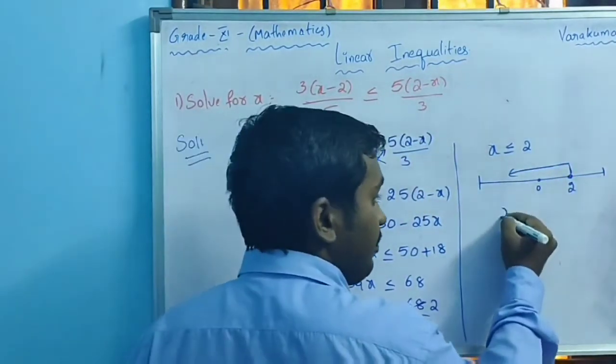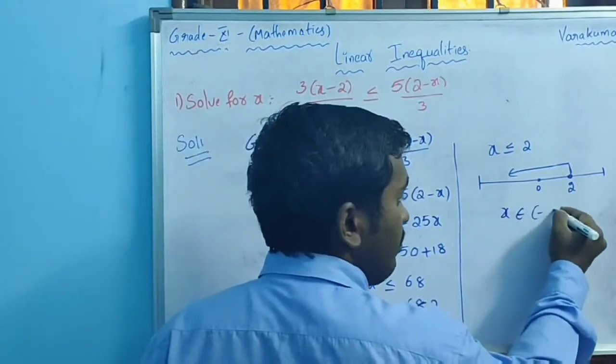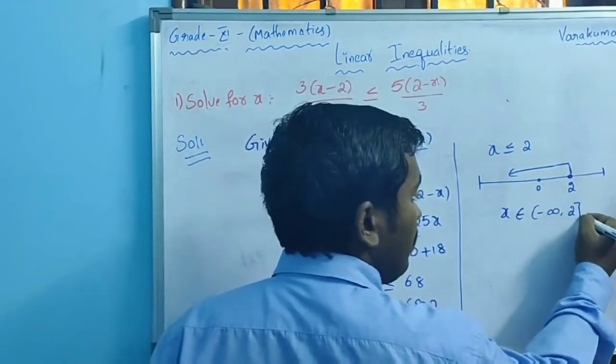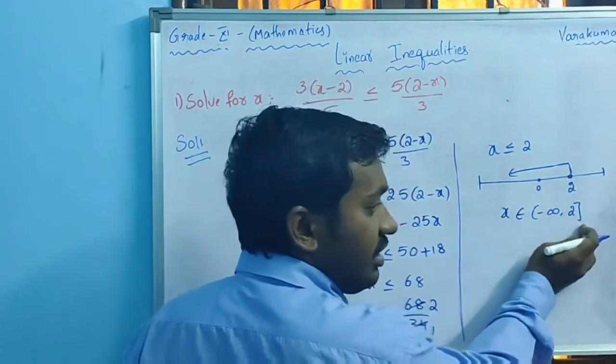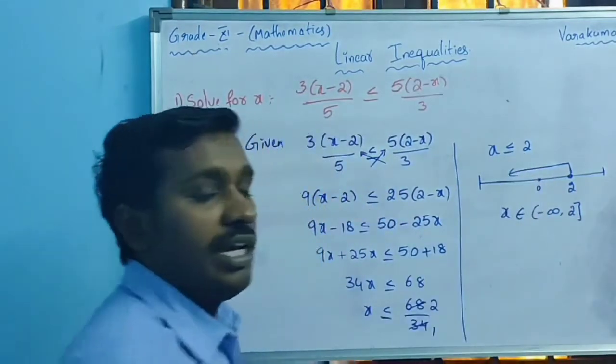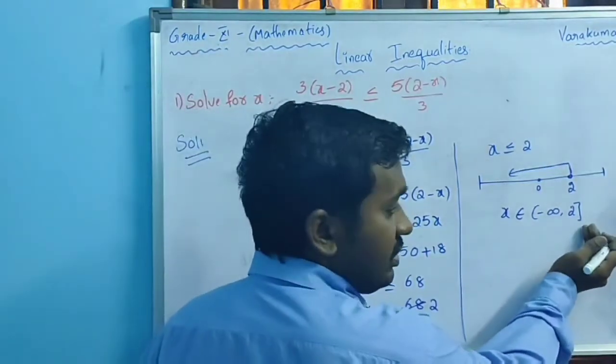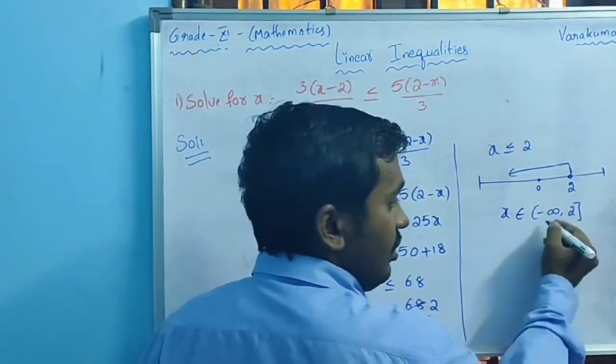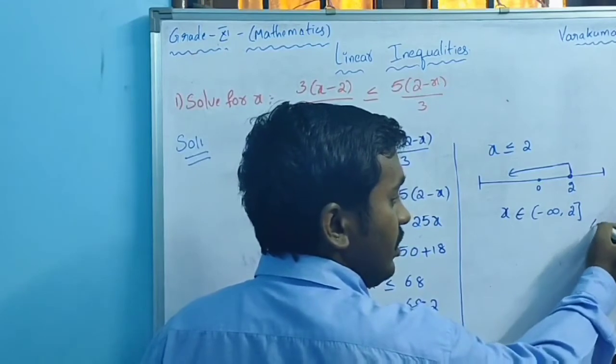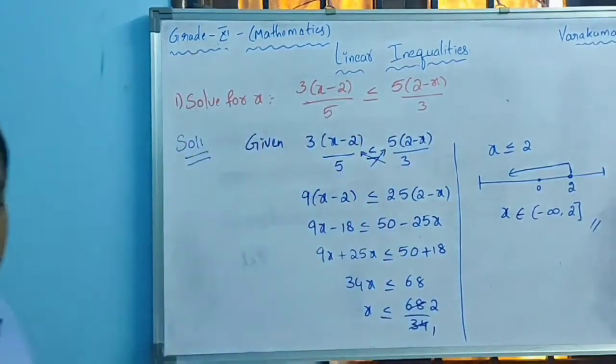And simplified, x belongs to (minus infinity, 2]. Here I use a closed interval because we have the less than or equal to symbol. Therefore I have written a closed interval here. So minus infinity comma 2. This completes the solution. Let us do another problem now.